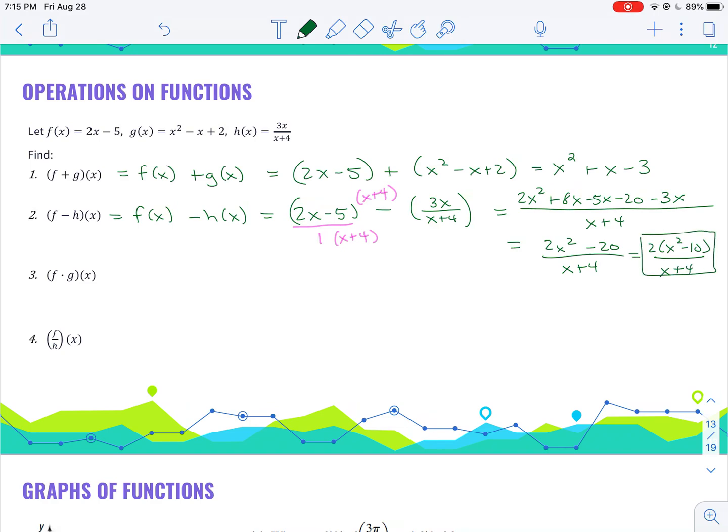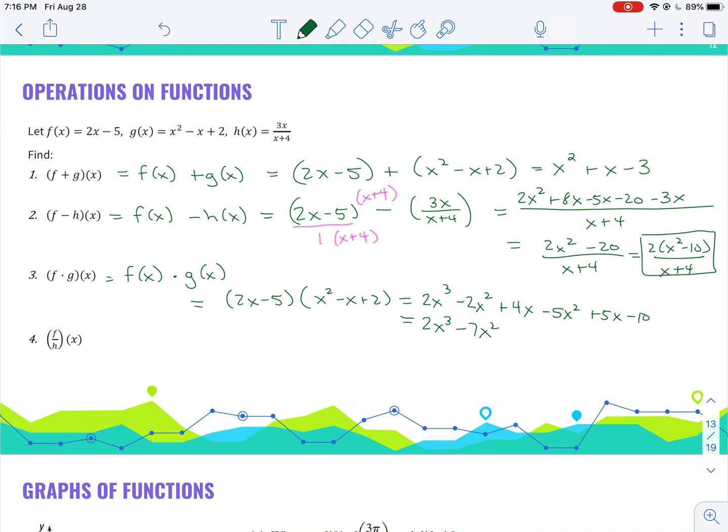F times g of x, again, that's exactly what you think. It's f of x times g of x. So I'm going to multiply those two guys. It'd be 2x minus 5 times x squared minus x plus 2. And then you would just FOIL this out or distribute it out. So we would get 2x to the third minus 2x squared plus 4x, and then minus 5x squared plus 5x minus 10. Combine the like terms, and you get 2x cubed minus 7x squared plus 9x minus 10.